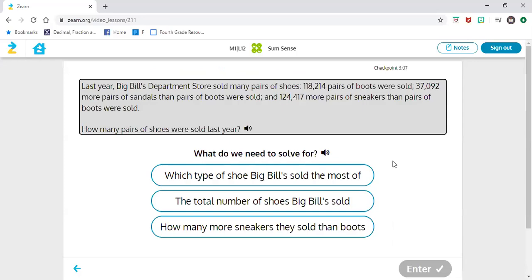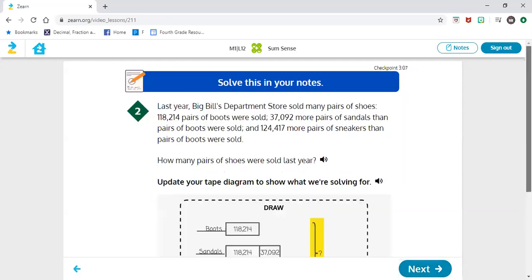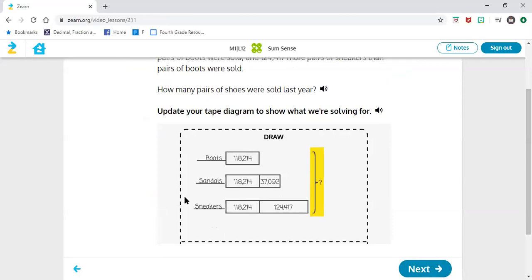So what do we need to solve? How many pairs of shoes were sold last year? Do we need to know what type of shoes Bill sold the most of? No, it didn't ask us that. The total number of shoes Bill sold. That's what they're asking us. So that's what we're ultimately trying to solve. All right. So let's update our tape diagram to show that we need to know what all these numbers are together.